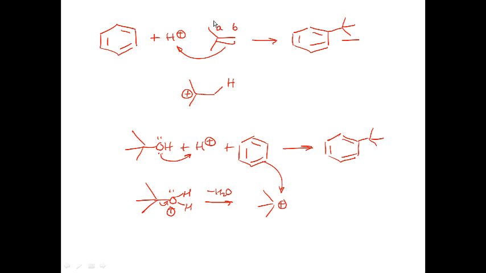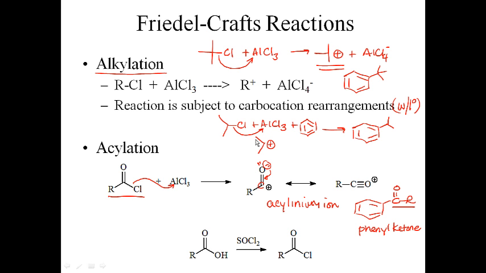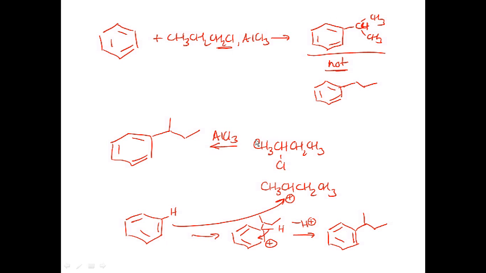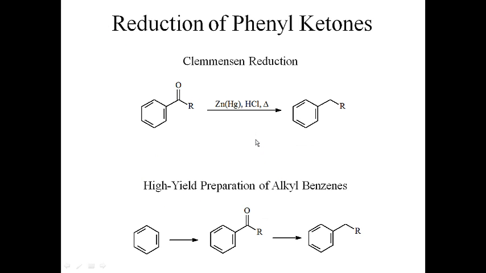Acid alkene benzene or acid alcohol benzene. Of course, you got to be able to form the carbocation, right? Once you form the carbocation, then that will react with the benzene ring. So Friedel-Crafts, we can do alkylation, we can do acylation. Now, why did I show you the acylation?